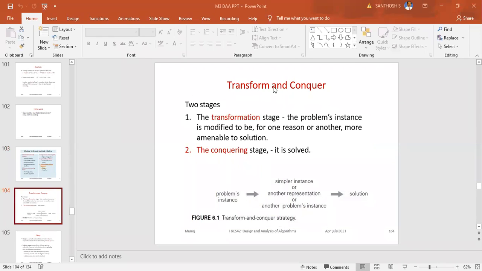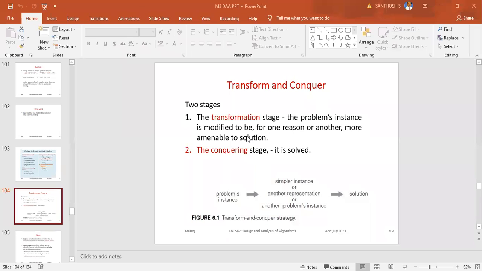So first you come to the term transform and conquer. There are two stages in transform and conquer: one is the transform phase, the other is the conquer stage. In the transformation stage, the problem's instance is modified to be, for one reason or another, more amenable to solution. That means the problem instance is transformed from one form to another to find the solution.